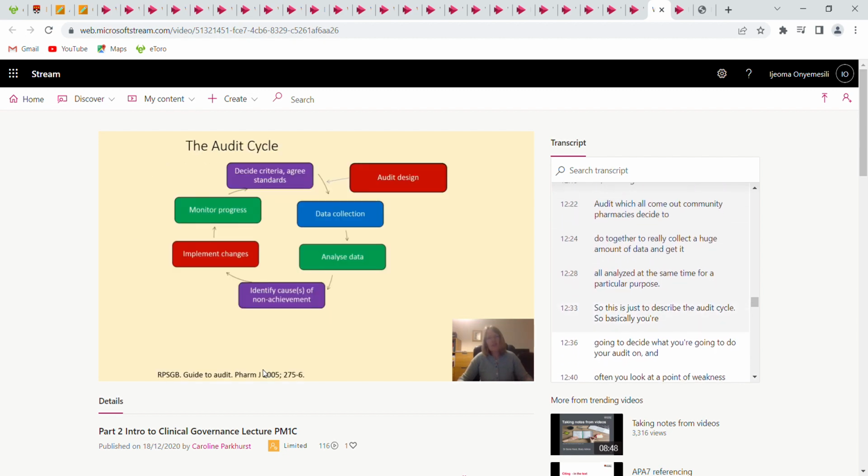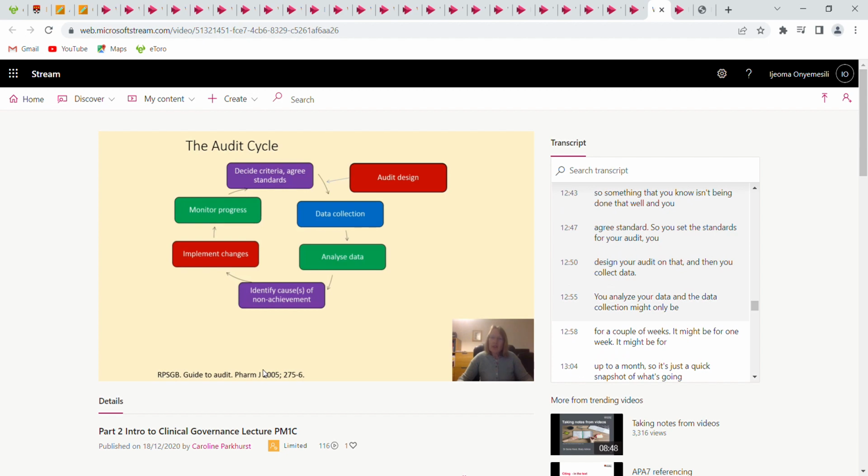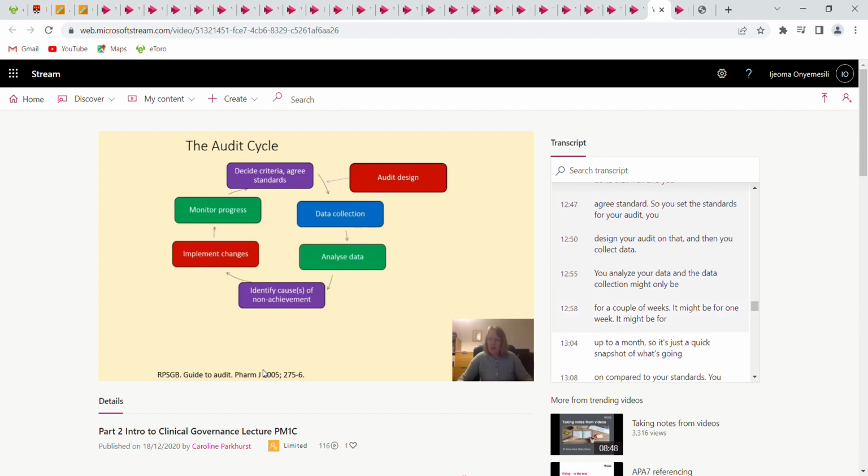So this is just to describe the audit cycle. So basically you're going to decide what you're going to do your audit on, and often you'll look at a point of weakness within your pharmacy, so something that you know isn't being done that well, and you agree standards. So you set the standards for your audit, you design your audit on that, and then you collect data. You analyse your data, and the data collection might only be for a couple of weeks, it might be for 1 week, it might be for up to a month. So it's just a quick snapshot of what's going on compared to your standards.